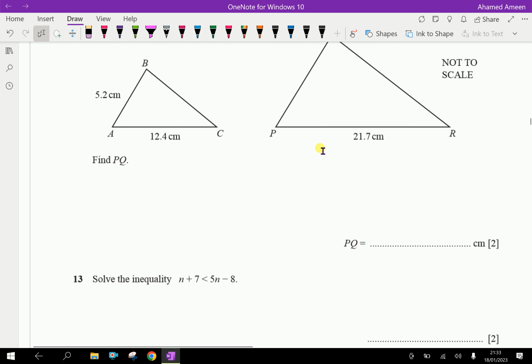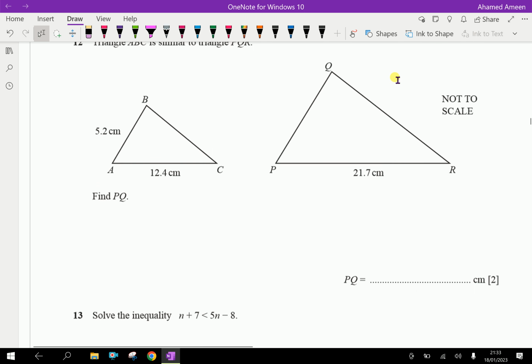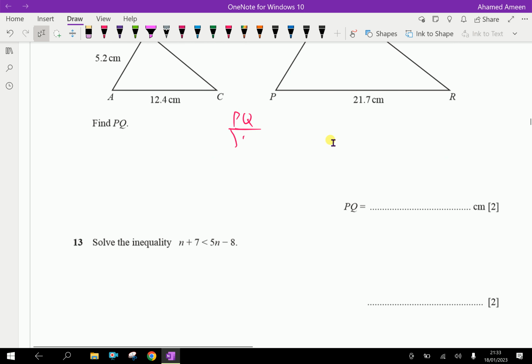Here, triangles ABC and PQR are similar, it's given. Similar means corresponding sides are in equal ratios. Therefore, PQ over AB is 5.2 equal to 21.7, that is PR by AC is 12.4. By calculation with a calculator, cross multiply, PQ is equal to 9.1.